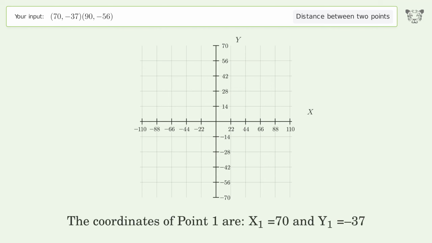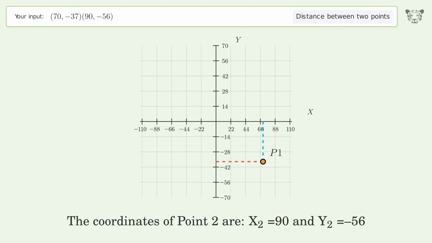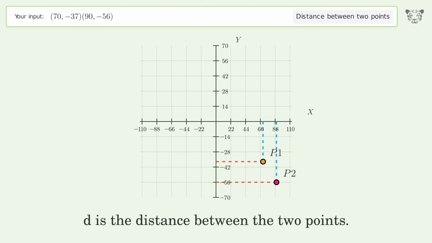The coordinates of point 1 are x1 equals 70 and y1 equals negative 37. The coordinates of point 2 are x2 equals 90 and y2 equals negative 56. D is the distance between the 2 points.